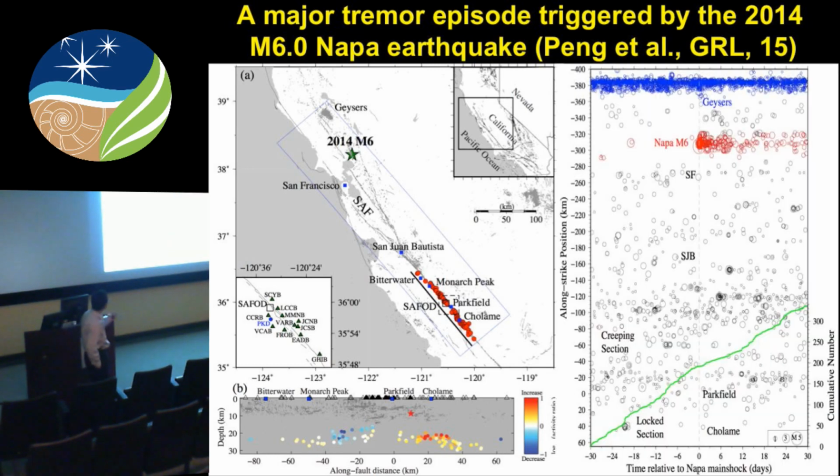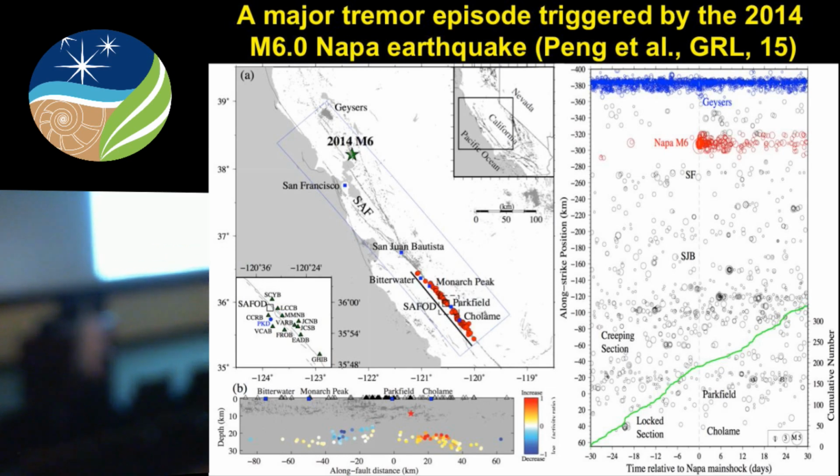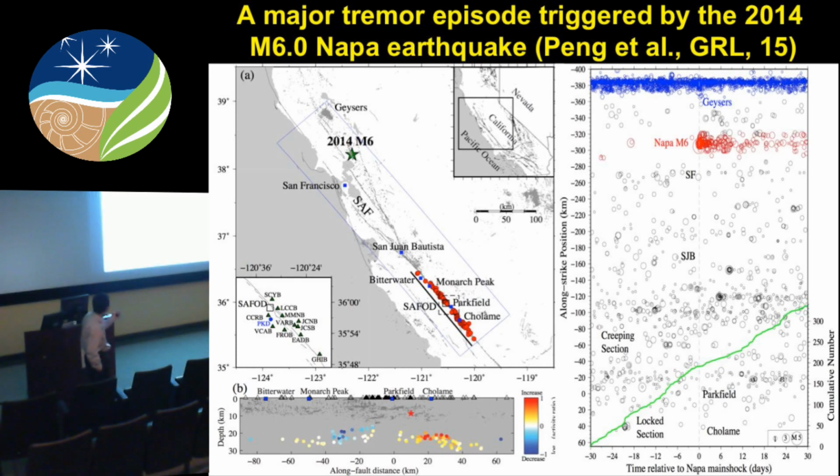If you look at the catalog, again this is from the USGS, this is the regular earthquakes. If you look at the cross section from north to south, you can see this is the Geysers, the geothermal region, this is the Napa region, and you can see there are a lot of aftershocks. But if you look at the creeping section and then the Parkfield region, in the cumulative number, you don't see any clear increase of seismicity. So at least from the catalog, you don't see any clear response from the Napa event which occurred here.